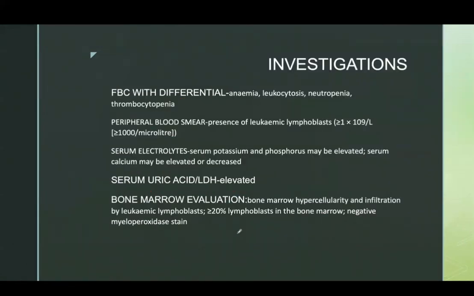All right. Now comes investigation. What are the investigations you will take and what exactly will you find there? This is very important for part 1 and especially for part 2 people. In any malignancy, you start with a full blood count with differential. You'll find anemia, you'll find leukocytosis, and obviously you will find neutropenia. And peripheral blood smear. In the peripheral blood smear, you'll find leukemic lymphoblasts.